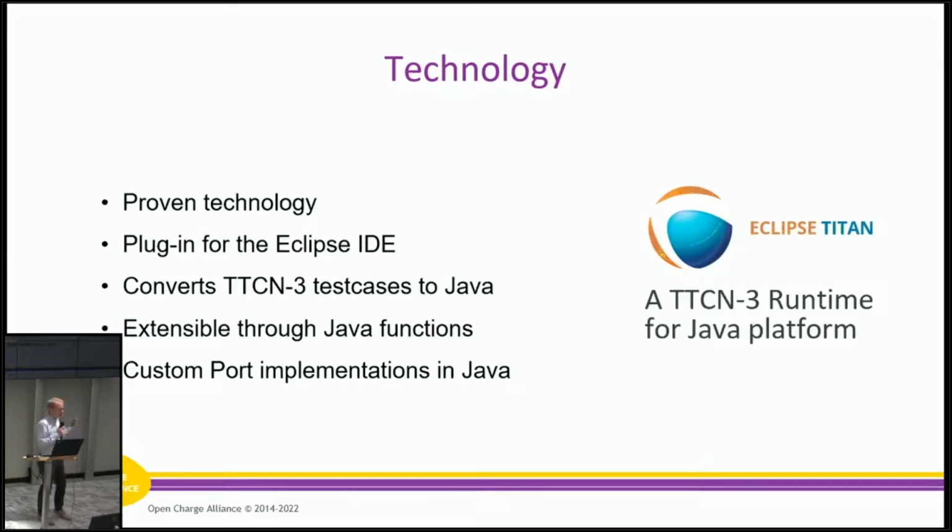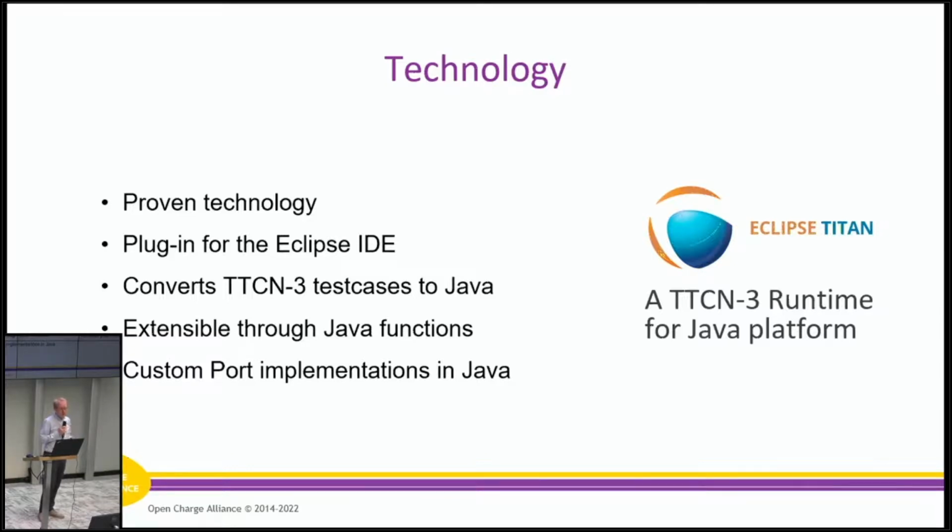The Eclipse Titan runtime is at version 7 or 8 at this moment, so it also has been in use for over 20 years. It's a pretty proven and pretty robust implementation of this protocol. Internally, it will convert the TTCN3 code that you write into Java, and that can then be run on any JVM. And you implement the custom ports in Java as well.